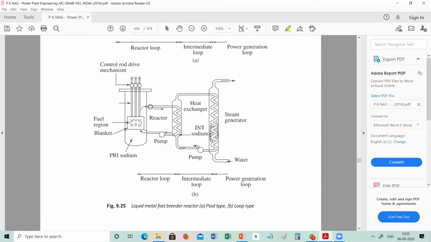In loop type, the heat exchanger is outside the reactor, that is the difference. Again there are two sodium loops, one is this, and this is the second sodium loop, and third is the water loop, the water steam loop. That is the difference. This information is also required to write in the exam.